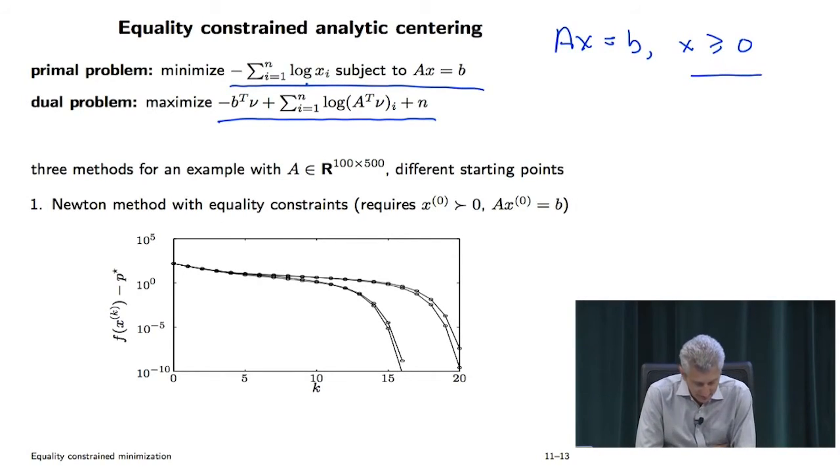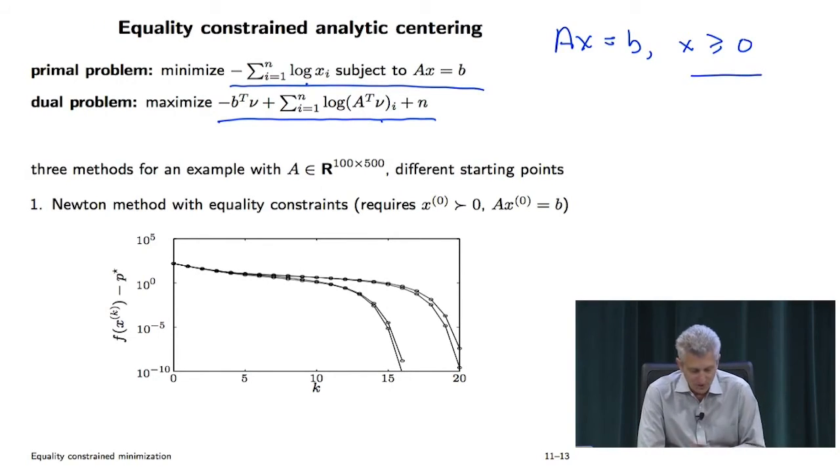Okay. And they're kind of interesting. Let's take a look at them. The dual is unconstrained. Well, not quite. There's an implicit constraint that A transpose nu is positive. So the domain of the dual is a bit complicated. It's the set of vectors nu for which A transpose nu is positive. That's actually an open polyhedron.